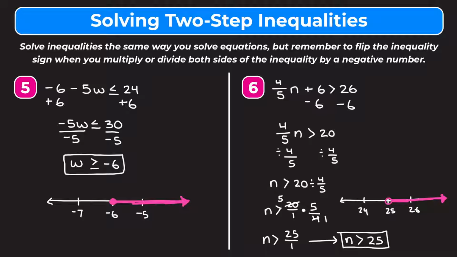So hopefully this video helped you guys learn how to solve two-step inequalities. You just need to remember that you solve them pretty much the same way as you solve equations, but you just have to remember that one key rule with inequalities, that is, you want to flip the inequality sign when you multiply or divide both sides of the inequality by a negative number.